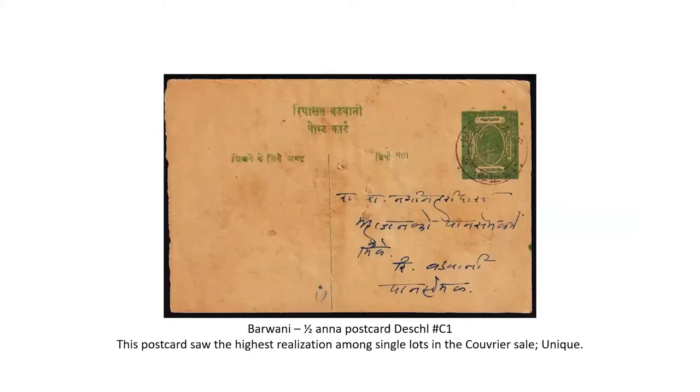Next, we come to Barwani. It's interesting, in the Couvre sale, Couvre was considered a crazy Frenchman collector whose motto was anything he wanted. When he collected Indian states, anything that he needed for his collection, he would tell his agent to add just an extra zero to the bid. He was just an absolute crazy collector. This postcard happened to be the highest realizing single item in his sale when his Indian states were sold off at the auction.